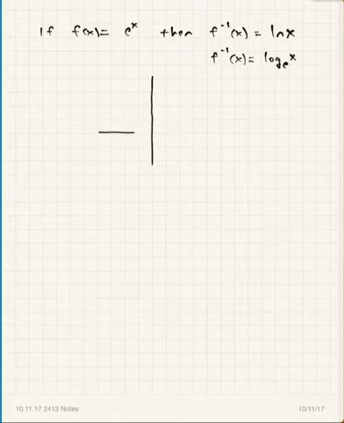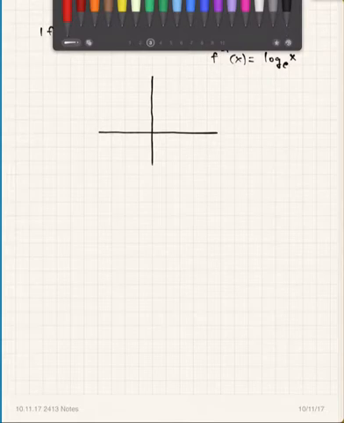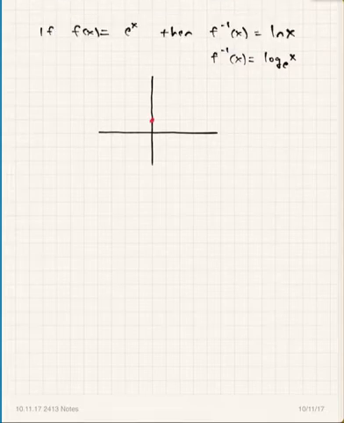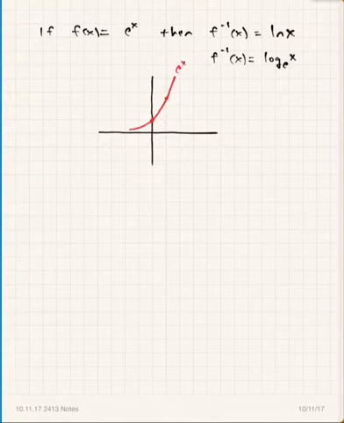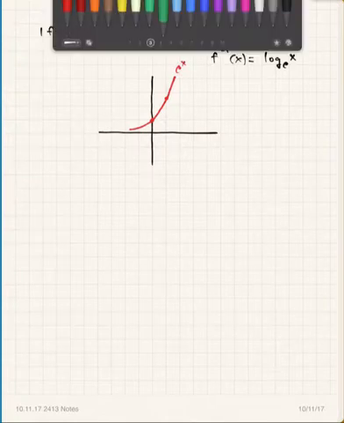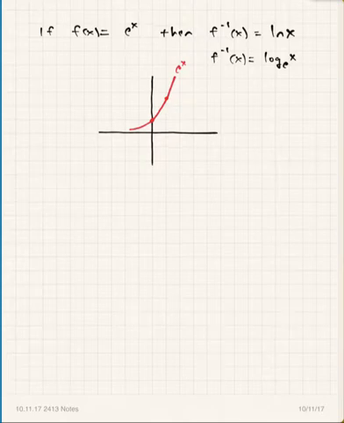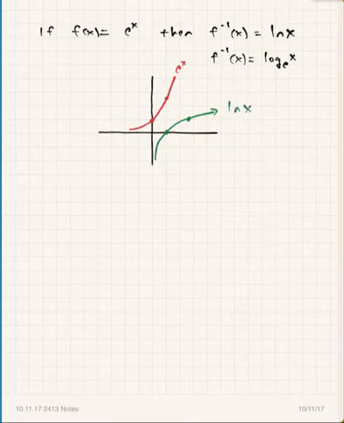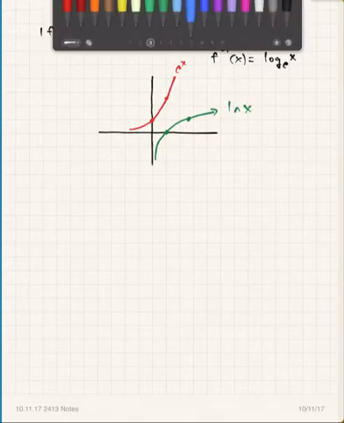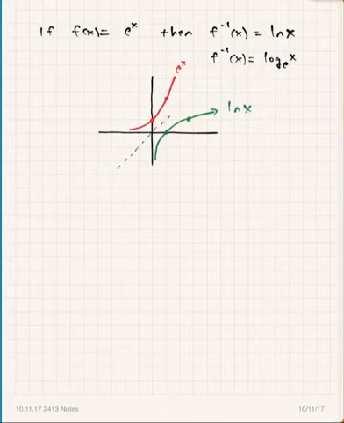So if we have our graph for e to the x, it looks like this, goes through 0, 1, and it goes through 1, e, where e is about 2.7. Here's our graph for e to the x right here. Then its inverse, which is the natural log graph, goes through the point 1, 0, and e, 1, and looks like this. And that's our natural log graph, natural log x. Remember that since they're inverses, these graphs would be symmetric around the line y equals x. Right? We have symmetry around that line right there.